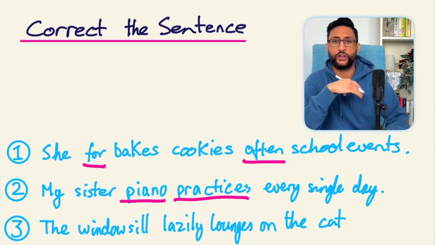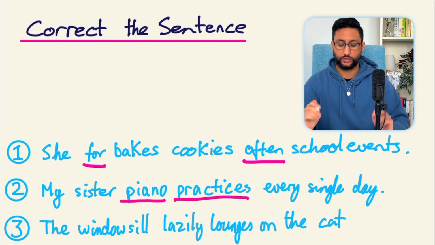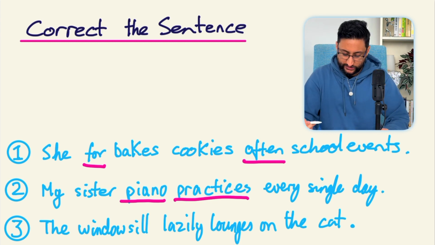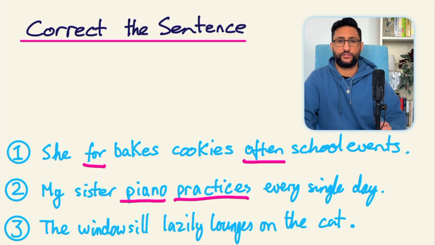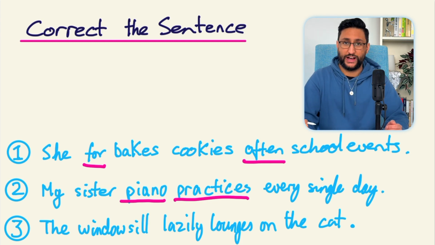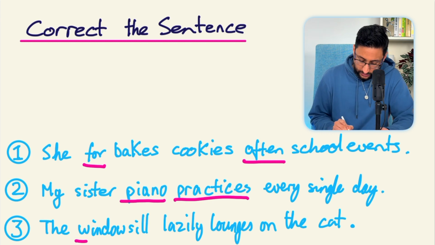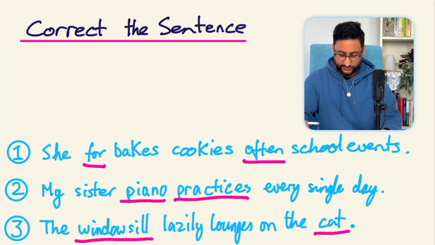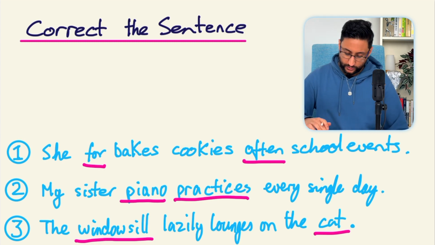Now, these questions won't always be just grammatical errors. Sometimes you've got to use your common sense and your knowledge to look at logical issues that might occur. So in question 3, we can see: the windowsill lazily lounges on the cat. So logically, we know that doesn't make sense. A windowsill can't lounge on a cat. Now, they are the only two nouns in this sentence, so I would assume that the cat's going to be on the windowsill. So let's see if that works. The cat lazily lounges on the windowsill. That makes sense.